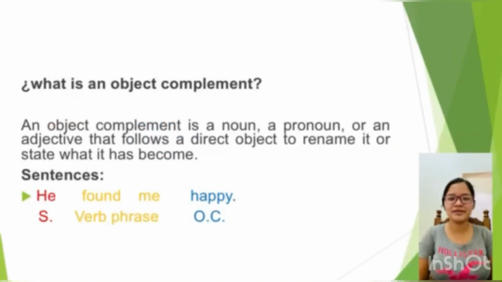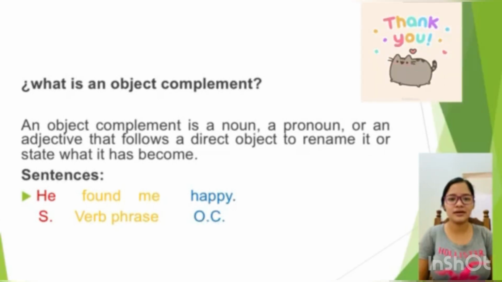To end my participation, I will explain a sentence by identifying the object complement. An object complement is a noun, a pronoun, or an adjective that follows a direct object to rename it or state what it has become. He found me happy. In this sentence, the subject is he, found is the verb, me is the direct object, and happy is the object complement.